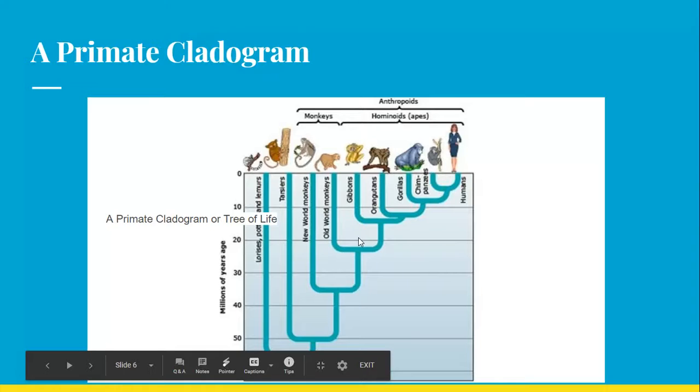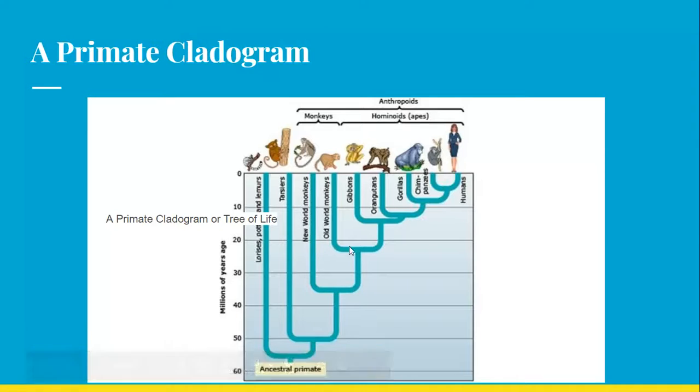Well, if we follow it along, we'll see that each one branches, and as we progress, right, we go from the New World monkeys, we have the Old World monkeys, it comes up here, we have the gibbons, and then we have the orangutans, and then we have the gorillas. All right. And we have the chimpanzees and then the humans. All right. So this is the chain or the branches of the tree that led us to where we are.